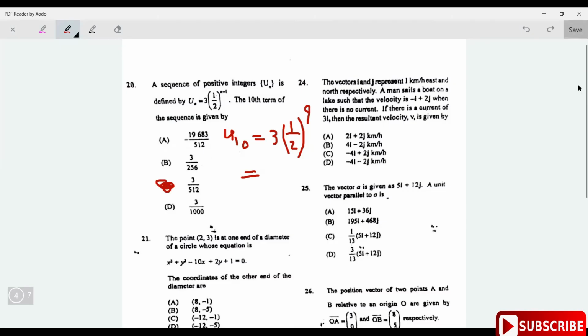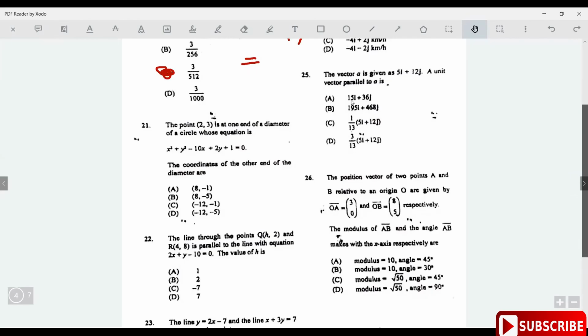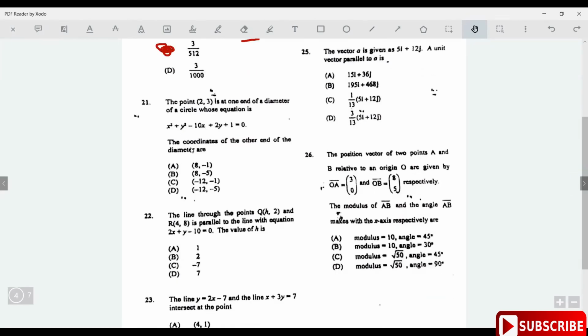Next question says, the point 2, 3 is at one end of a diameter of a circle whose equation is x squared plus y squared minus 10x plus 2y plus 1 equals 0. What's the coordinate of the other end? Well, I think this is best done on the whiteboard.